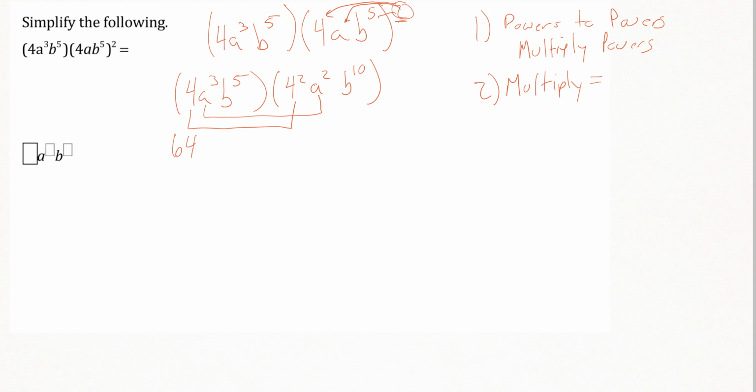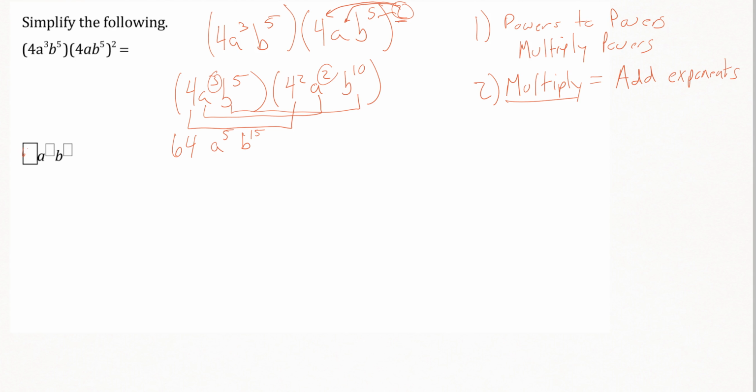When I multiply like bases, I add exponents. And so in this situation, we would take a to the third times a to the second. 3 plus 2 is going to give us a to the fifth. We do the same thing with b, so b to the fifth times b to the 10th. It's another multiply situation, so we're going to add exponents, and we're going to be left with b to the 15th. And that's our final answer.